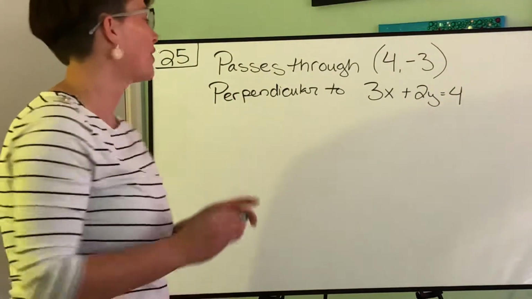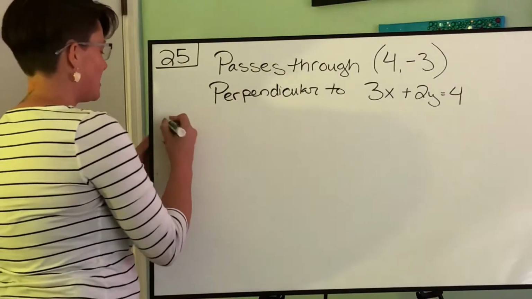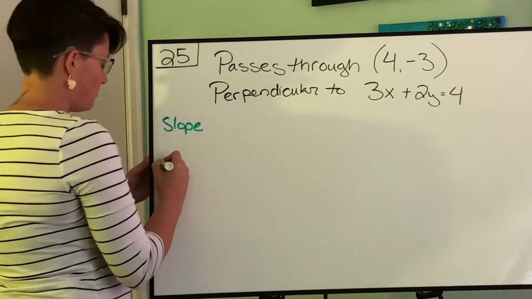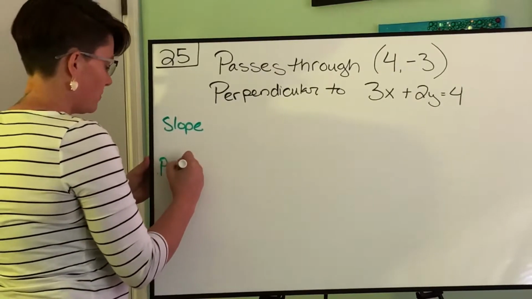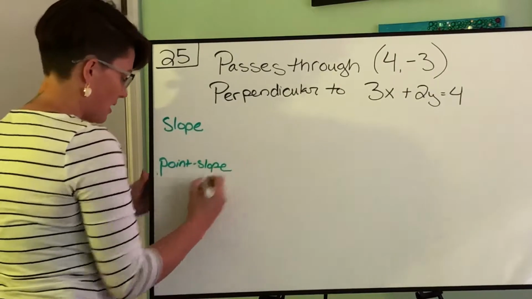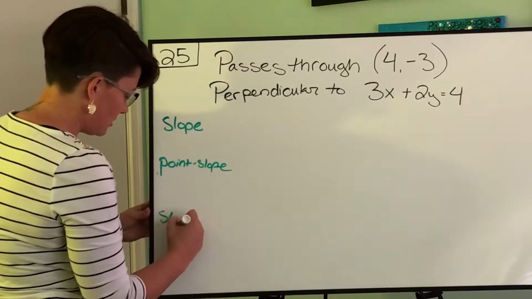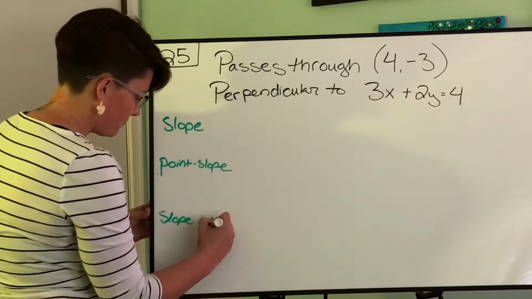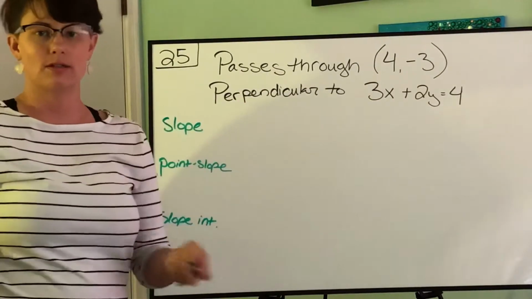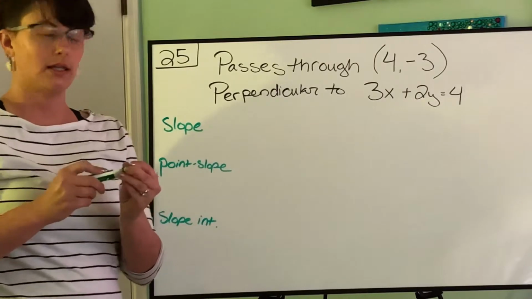Okay, new marker. And that process is get the slope, and then after that, write it in point slope form. And then after that, write it in slope-intercept form. If you just follow this process, it works every single time, and it's pretty easy in my opinion.